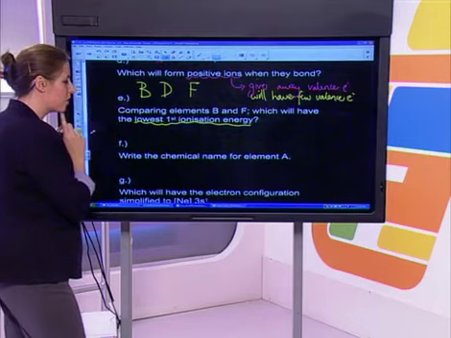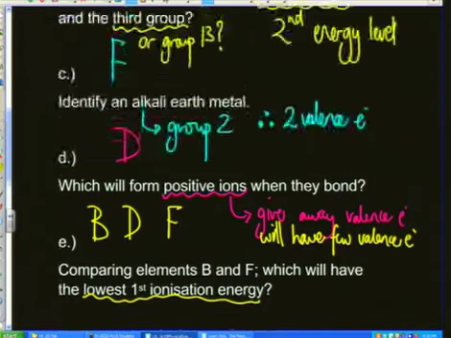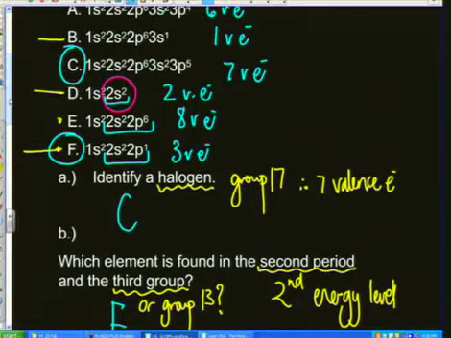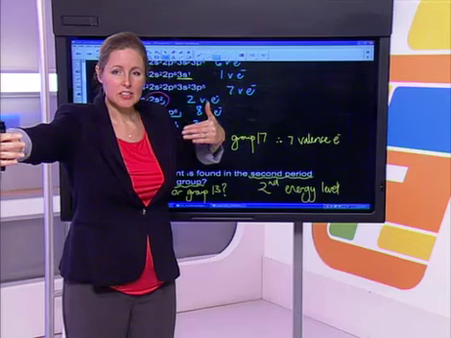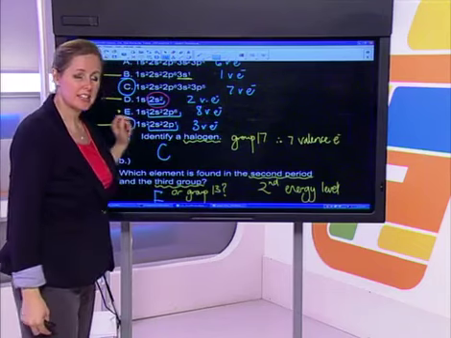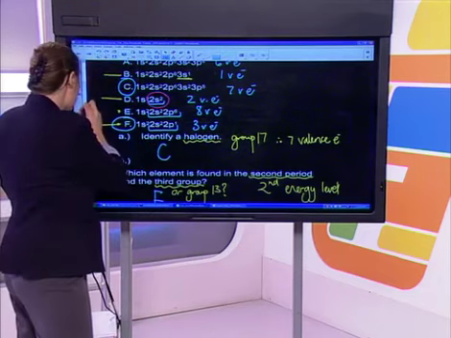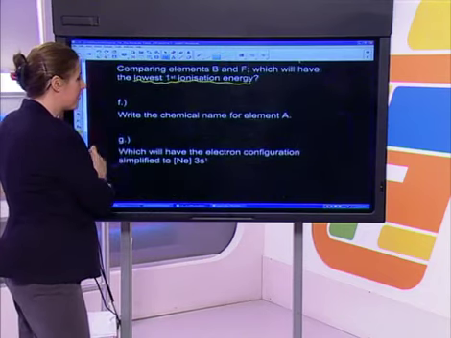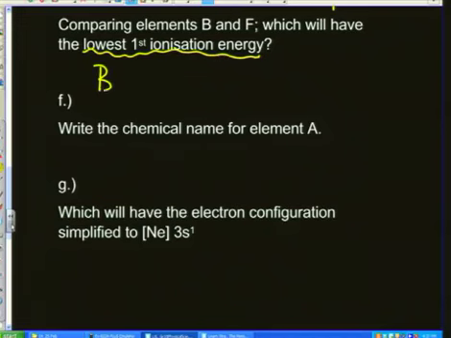Comparing B and F, which will have the lowest first ionization energy. The lowest energy, well, we're now looking specifically at B and at F. They've got different numbers of electrons, but think this through. This is getting to energy level 3, which means the third energy level. In comparison, F is only in the second energy level, which means this electron is going to be further away. So B is my answer.